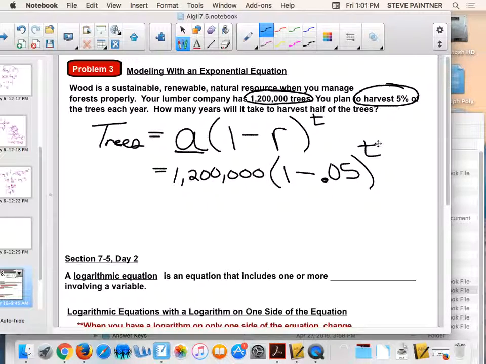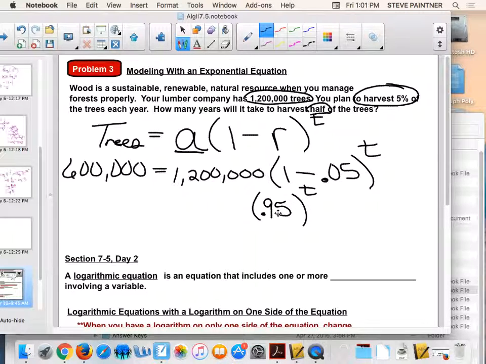How many years will it take to harvest half the trees? There's what you started with. What's over here? Half the trees are going to disappear. What's this number going to go to? How much? 600,000, yes, there you go. So your 1.2 million trees is now down to 600,000 trees. How many years will that take? Okay, help me, what's this? 1 minus 0.05. 0.95, got it.